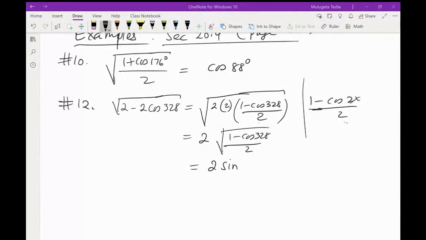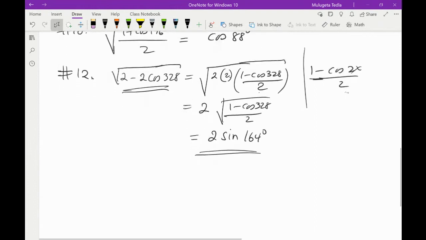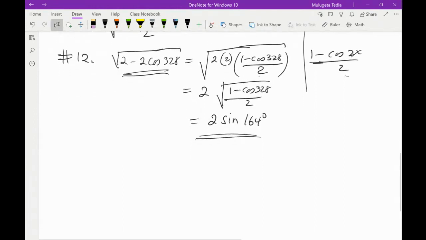Half of 328 is 164, right? So we can double check the numbers. This number and this number are the same. So number 14.